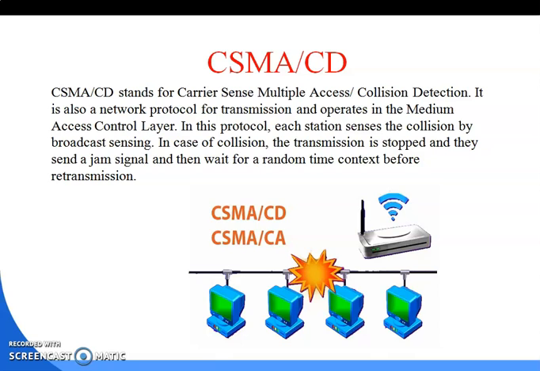Then what will happen? It is also a network protocol for transmission and operates in the medium access control layer. In this protocol, each station senses the channel while broadcasting. In case of collision, the transmission is stopped and a jam signal is sent. A jam signal means the line is busy or there is a problem, which is why the data is not transmitted.